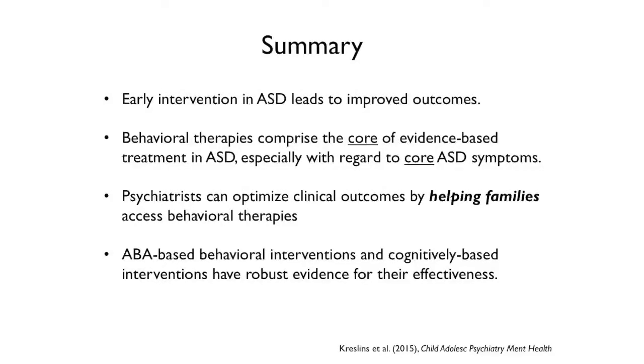So in summary, we've discussed early intervention in autism, and we've seen that it leads to improved outcomes. We know that behavioral therapies comprise the core evidence base for treatment of autism, really the cornerstone, because they treat core symptoms. Also, psychiatrists, such as yourself, can optimize clinical outcomes by helping families access behavioral therapies. And then finally, ABA-based behavioral interventions and cognitively based interventions have robust evidence for their effectiveness.